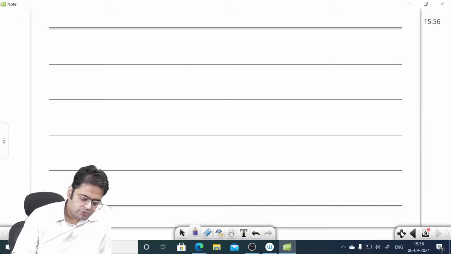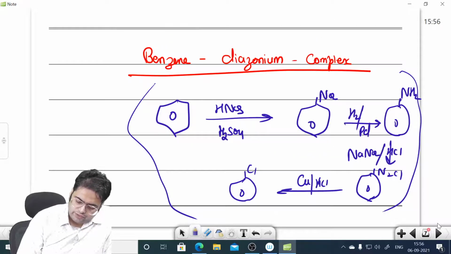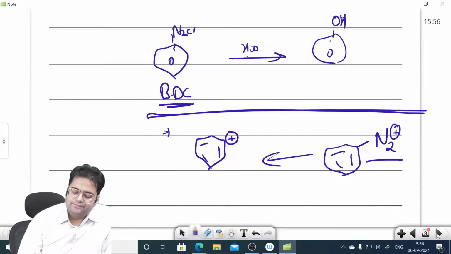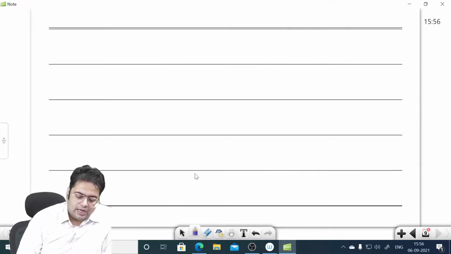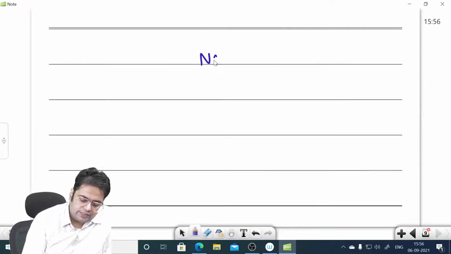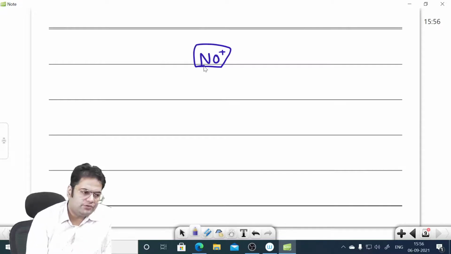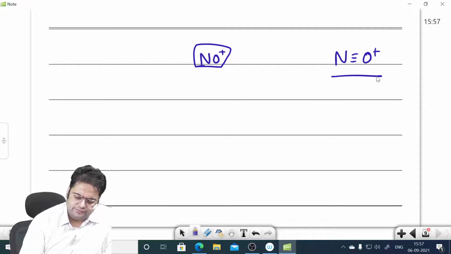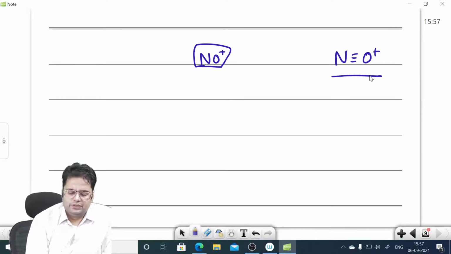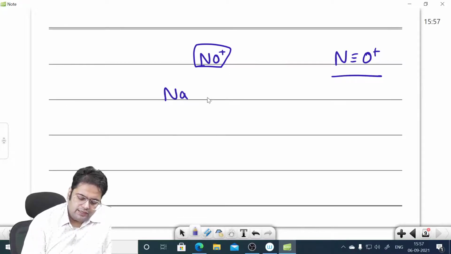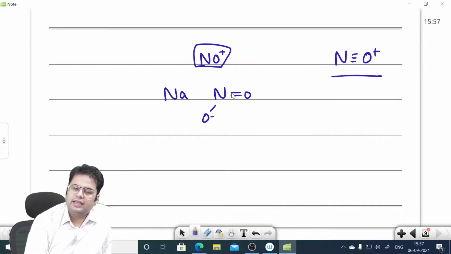Okay, so just go through this. We have NaNO2 and HCl. Our prime objective is to get this NO plus. NO plus is going to be pretty reactive. How to get this? Let me draw this NaNO2. This is Na plus, this is O minus, NaNO2.